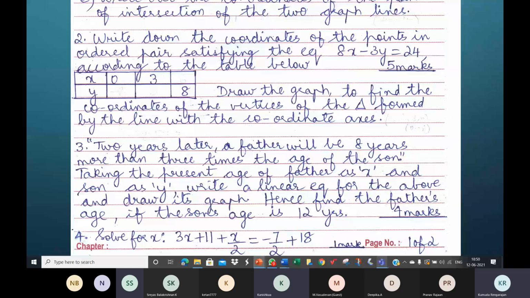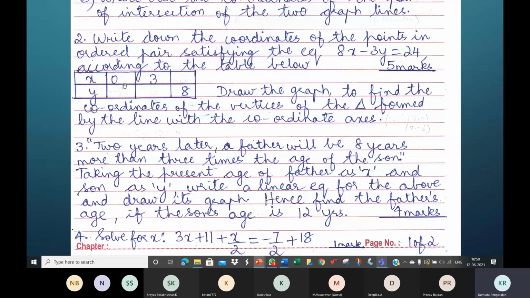0, -8. You have it in the table also, right? We have the intercepts in the table. Yes, ma'am. 0, -8 and 3, 0. So where will 3, 0 lie? X-axis, ma'am. So that is the x-intercept. And when you plot 0, -8, where does it lie?